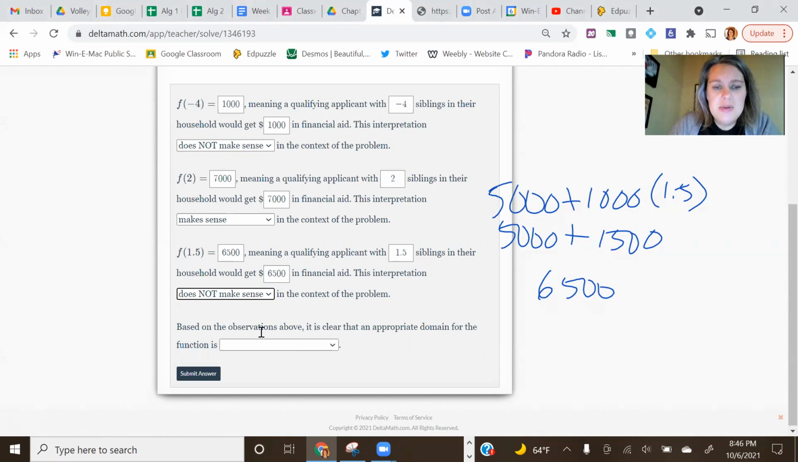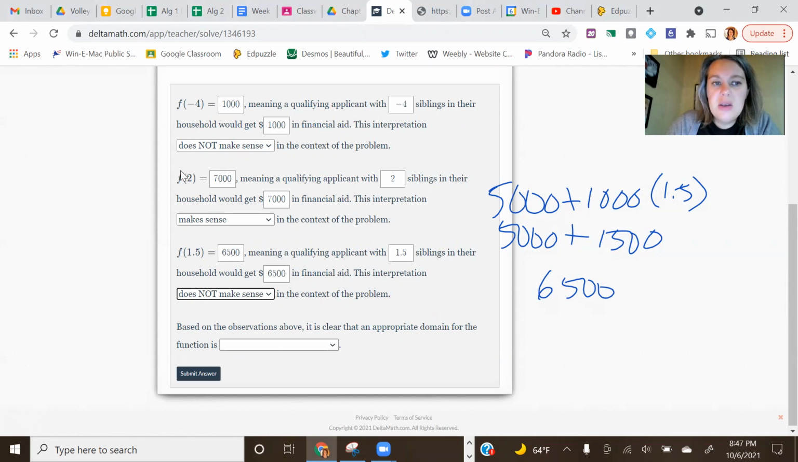So based on our observations, now we're going to answer this last question. We're talking about domain. Remember, we talked about domain. Domain is the X values. So those are all these values we're plugging in here. This one didn't make sense. It was negative. You can't have negative siblings. This one did. We were good with this one. It's positive. We were happy. This one's positive, but we're not happy because you can't have half a sibling.